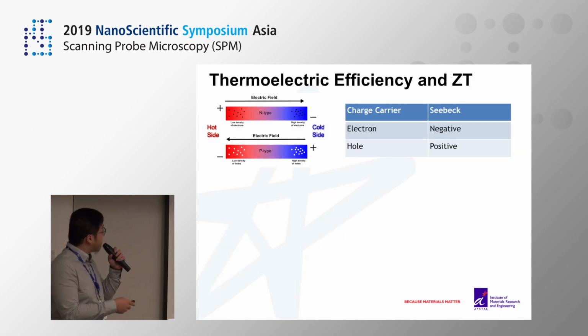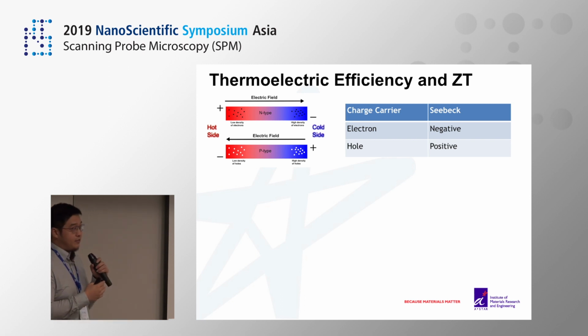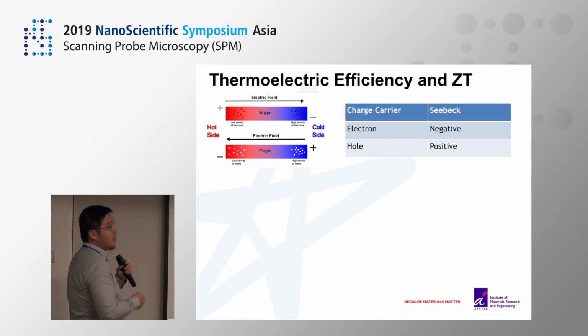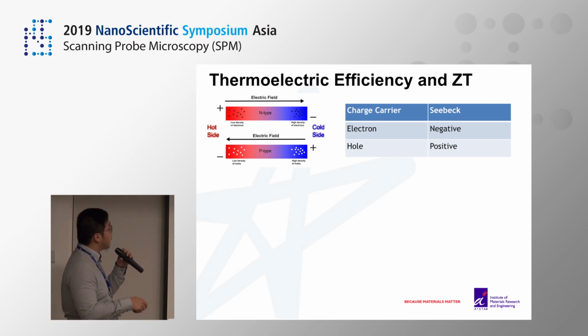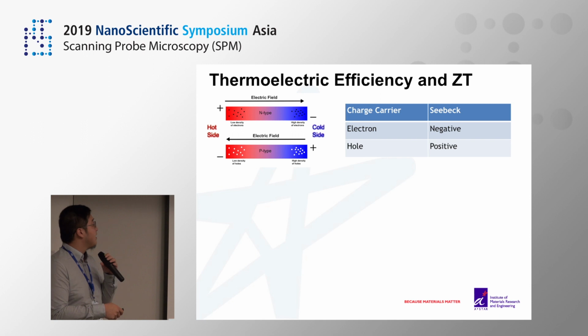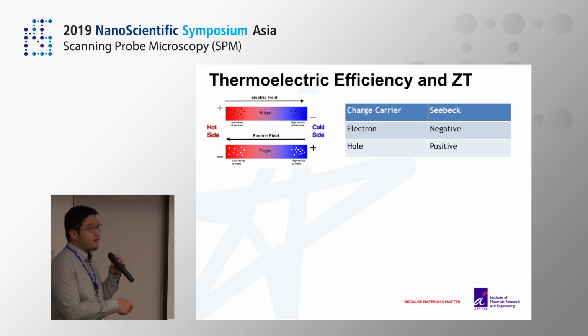Typically, thermoelectric devices combine two types of material. One is N-type material and the other is P-type material. In N-type materials, the charge carriers are electrons. So when you apply a temperature gradient, the electrons will diffuse from the hot side to the cold side, which gives you a negative Seebeck coefficient. For the same reason, for P-type materials, because the charge carriers are holes, normally you will have a positive Seebeck coefficient.